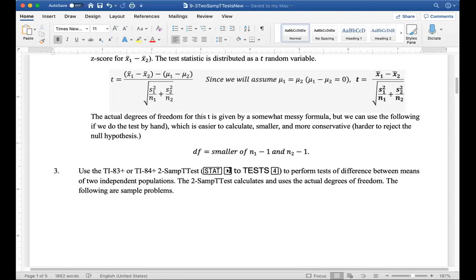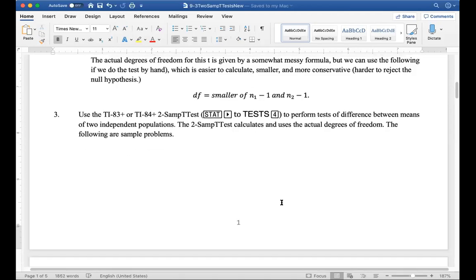So we can use the calculator test, and the calculator test for difference between means is called the 2-SAMP-T test. You go to stat, right arrow to test, just like you do for the other hypothesis tests on the calculator, and it's number 4. So we're always going to use number 4 for these tests. It calculates the actual degrees of freedom using a complicated formula, and if we want to see that, we would hit calculate when we get down to the bottom of the input screen. And the results would show us the test statistic, a t test statistic, and the p-value. And it would also show us the degrees of freedom if we're interested in that.